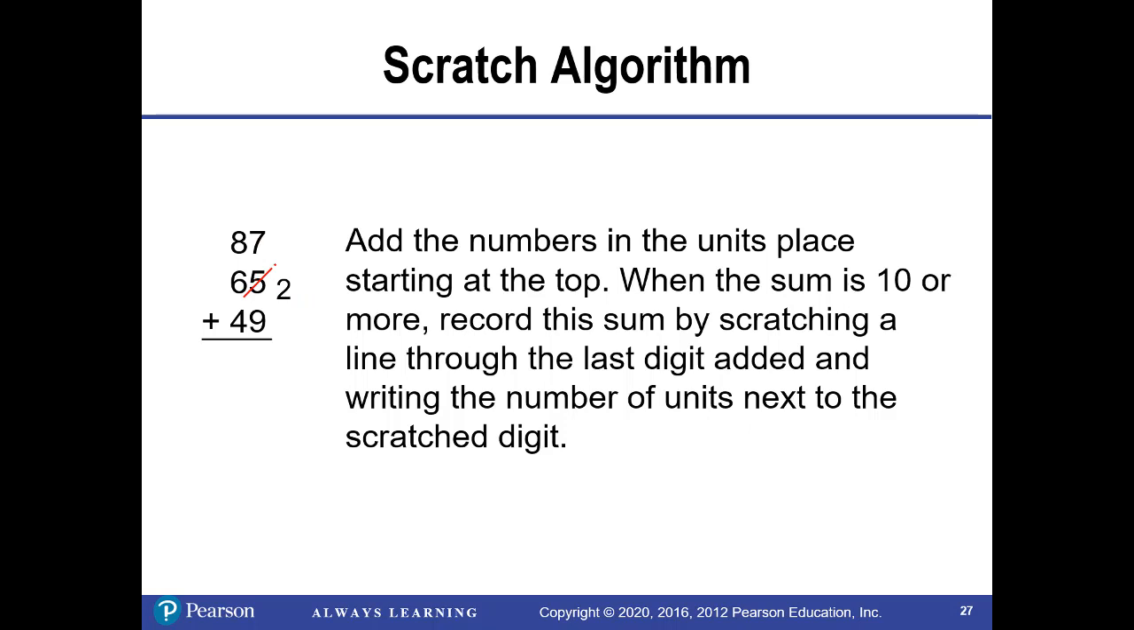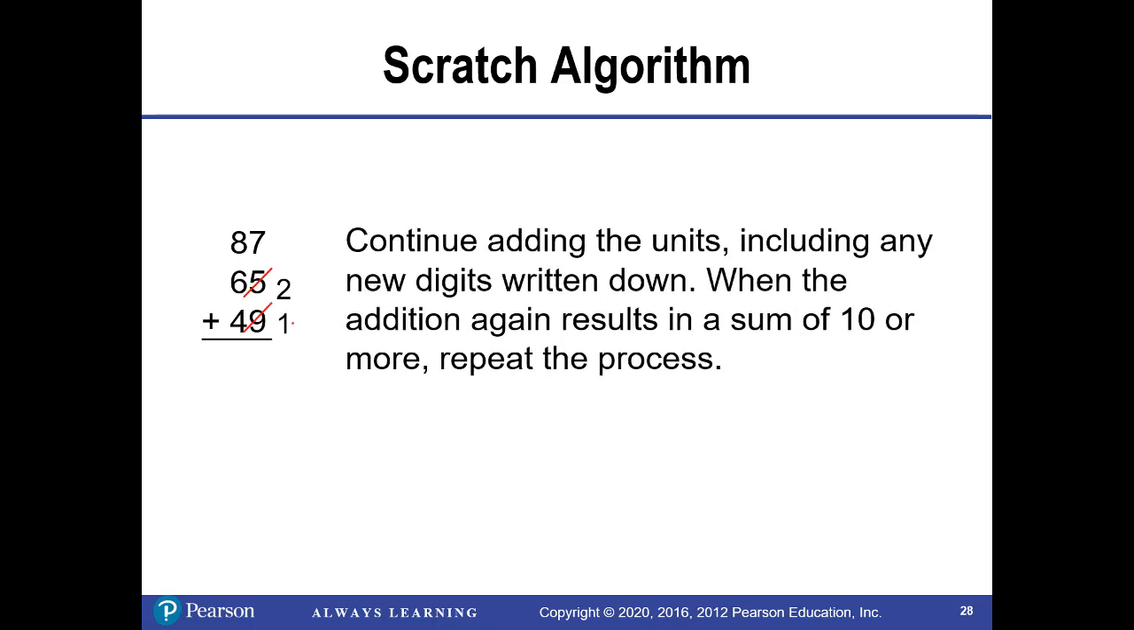So 7 plus 5 is 12. So we scratched out the 5 with just one line. We don't scribble it out. We just scratched it out. And we write the 2 next to it. Then we keep going. 2 plus 9 is 11, and we see the same thing occurs. So we scratch out the 9, we write a 1 next to it, and then we put in our number of units at the bottom.